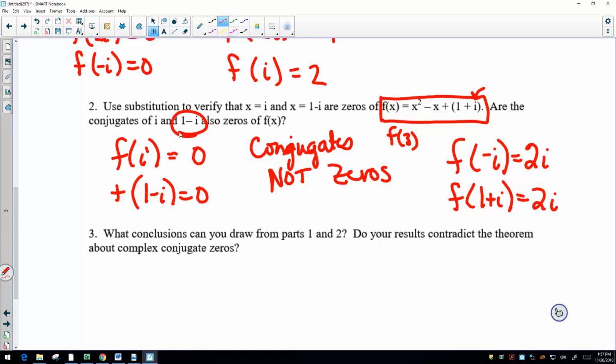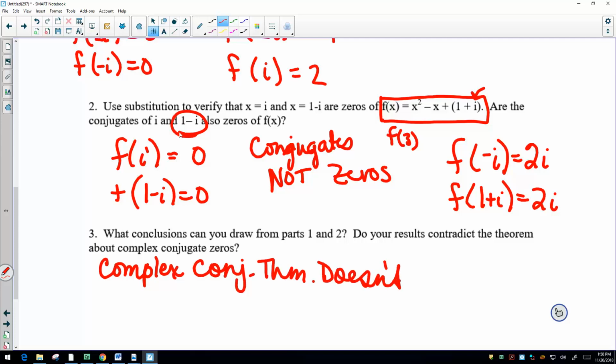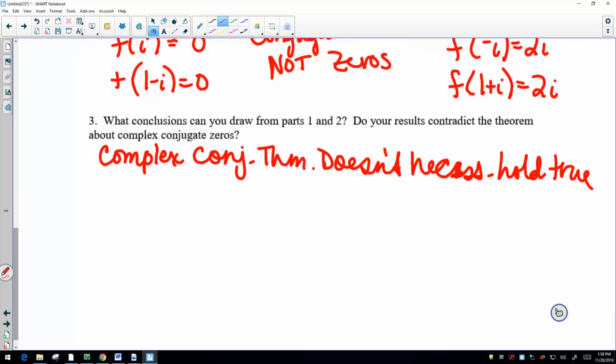So a conclusion that you can draw is that the complex conjugate theorem doesn't necessarily hold true for polynomial functions with complex coefficients. So I can say your complex conjugate theorem doesn't necessarily hold true for complex coefficients.